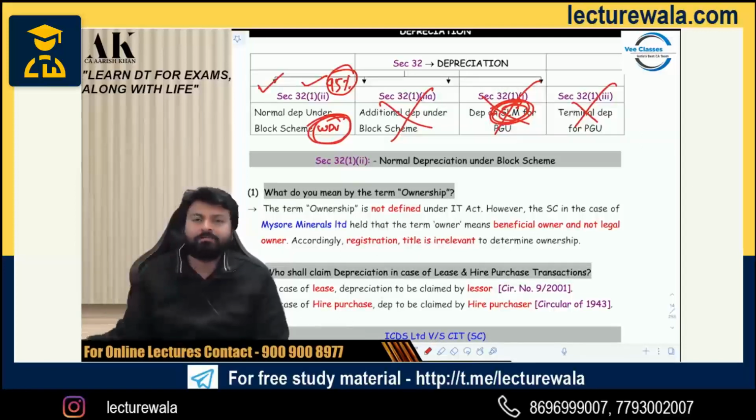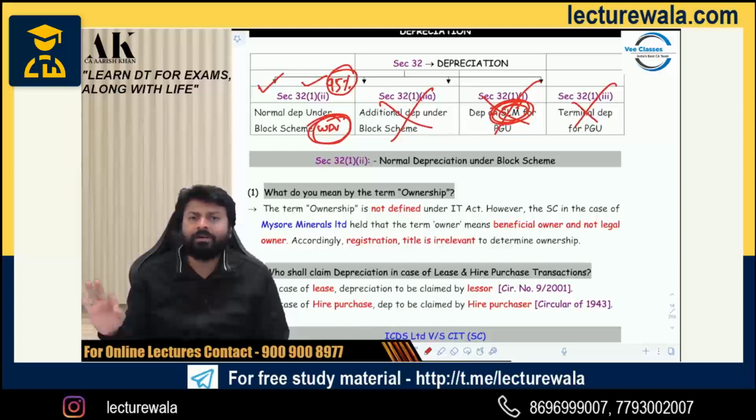The seller is not an owner. The buyer is an owner. The buyer is reaping the benefits. The buyer has paid the money. The buyer is using the asset. The buyer has taken the NOC. The buyer has taken the possession. And what else do you want? What else do you want?